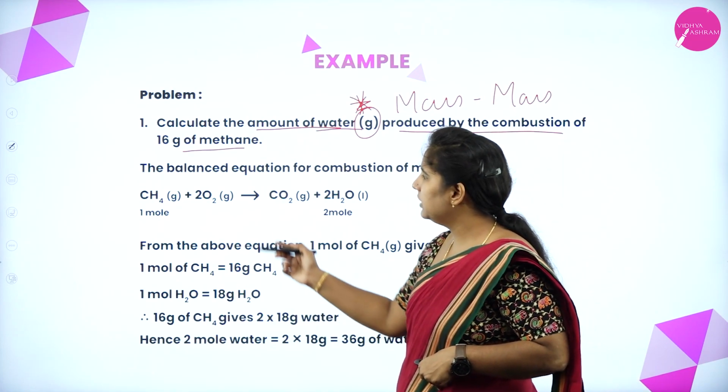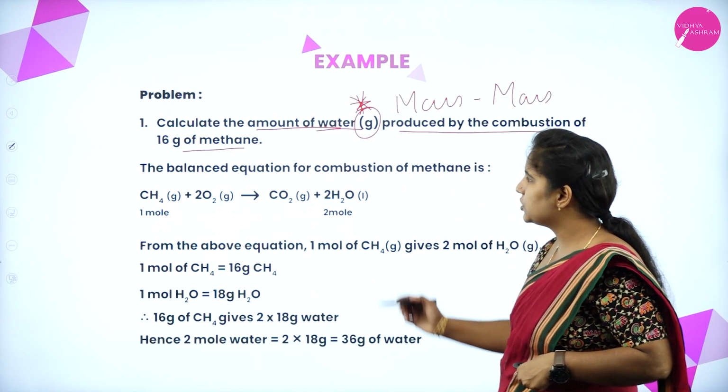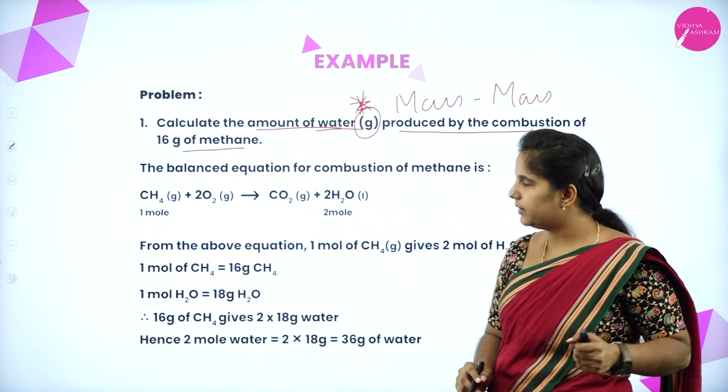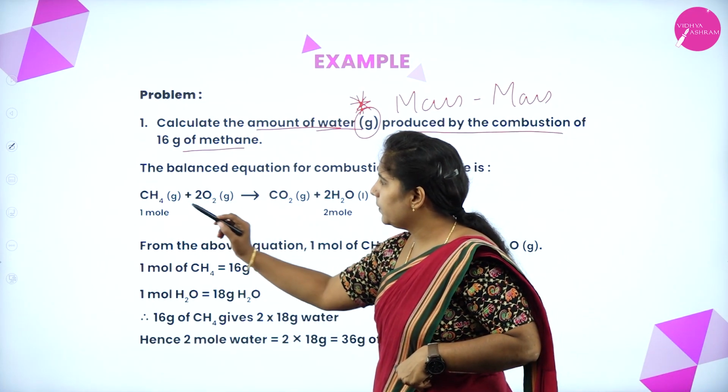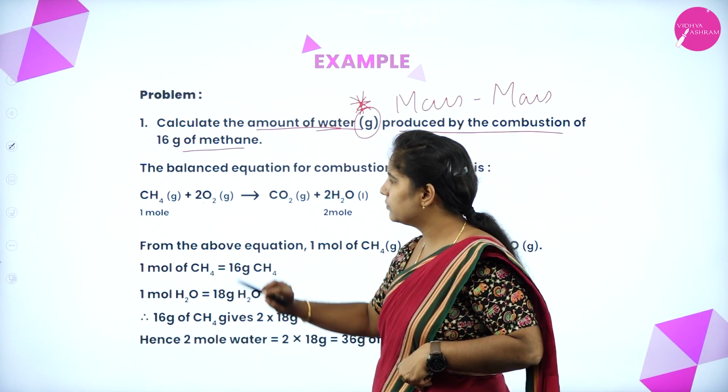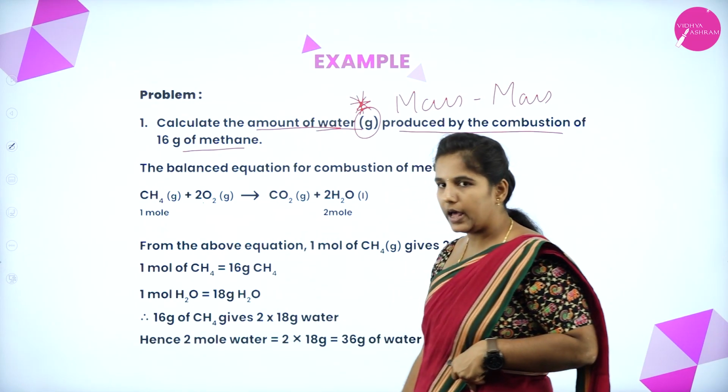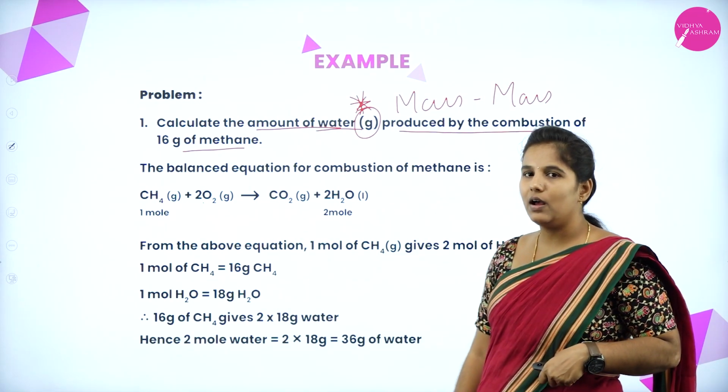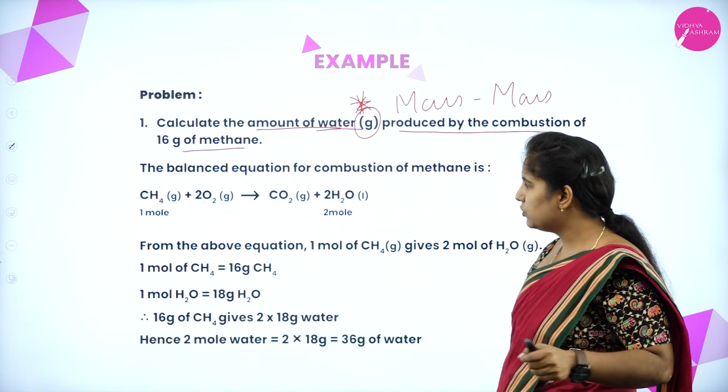We know that this is a balanced chemical equation for the combustion of methane, where 1 mole of methane reacts with 2 moles of oxygen, forming 1 mole of carbon dioxide and 2 moles of water. Let's see how to calculate.